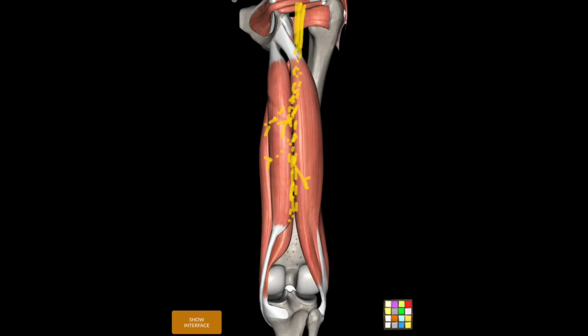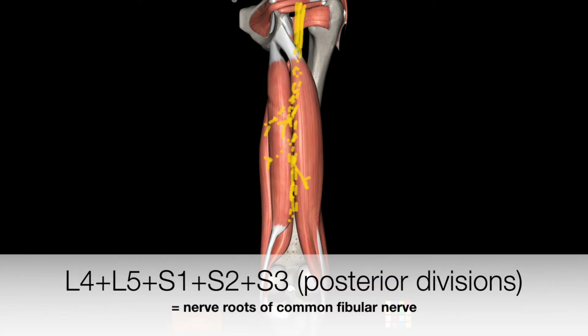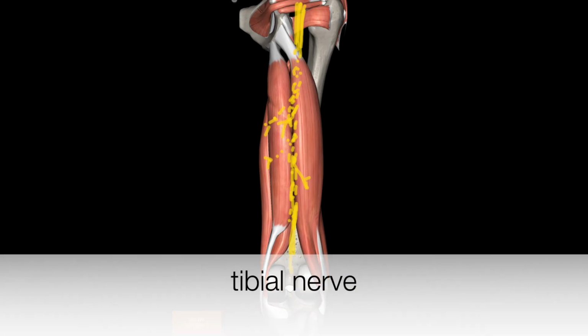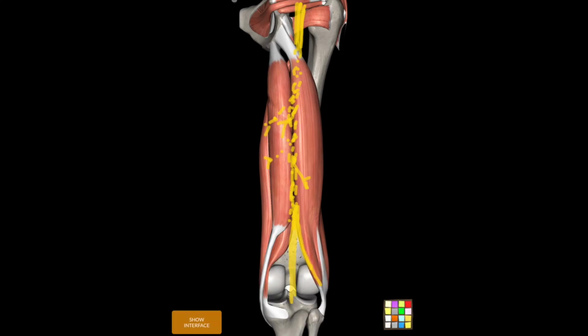roots. The anterior divisions will form the tibial nerve and the posterior divisions will form the common fibular nerve, and the divisions separate into these two nerves at about the superior limit of the popliteal fossa, the tibial nerve carrying more or less straight on down through the popliteal fossa and the common fibular nerve deviating laterally. The true hamstring, semimembranosus, semitendinosus, and the long head of biceps femoris are supplied by the anterior division of the sciatic nerve, which will become the tibial nerve.